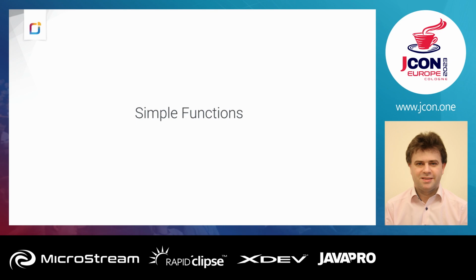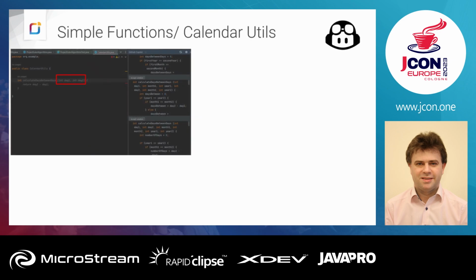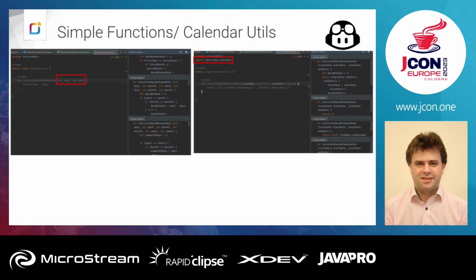So now let's go to some kind of simple functions. Let's start with something: I would like to calculate days between two dates, now and something in the future, so I want to know how many days are in between. I simply started to type calculate days between dates, and then this suggestion comes. This is GitHub, and you see that the days were integers, which I personally didn't want.